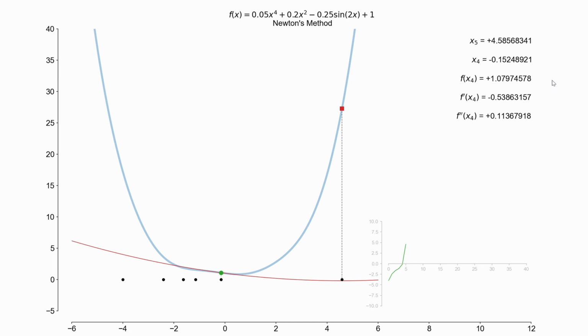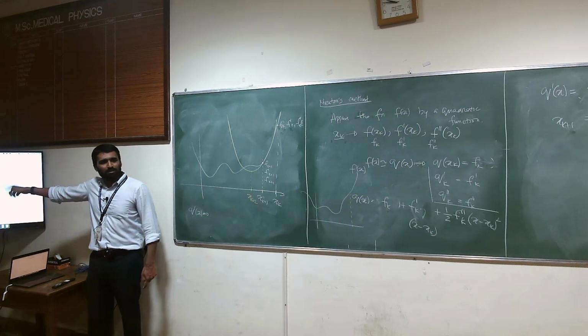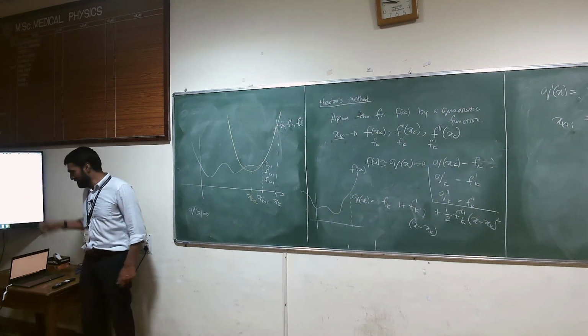But if I continue from that point, and if I miss that point where the second derivative is negative, then I'm okay. Then I get through and I get to the minimum. So these are all places where it can fail. Okay.